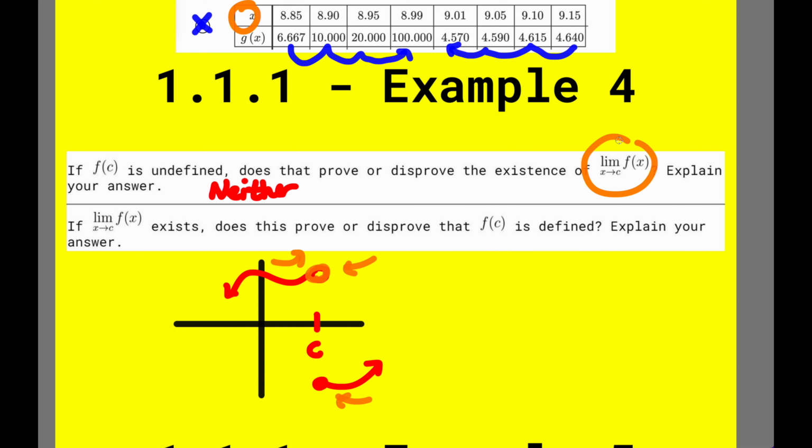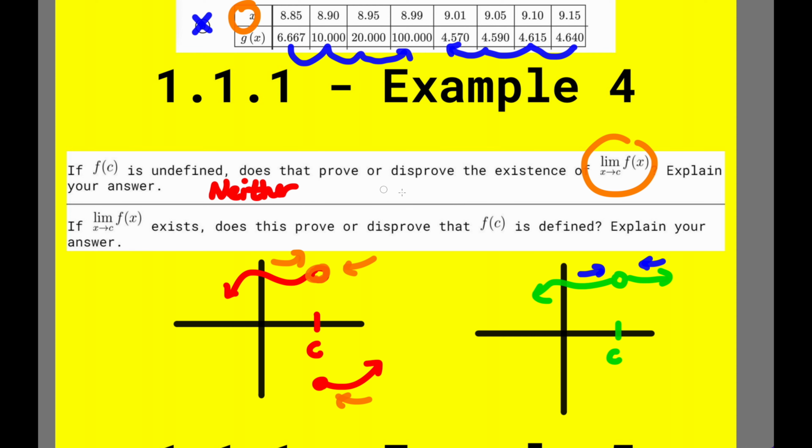The next one says if the limit exists, does this prove or disprove that f of c is defined? It's kind of the same thing. It's neither. I can show you an example again, just drawing this out. Let's say c is right here. Let's just do this, this, and this. Now this one, the limit does exist because as the x values get closer to c on both sides, there is a y value to that. Whatever it is, we don't know what it is. It's just some arbitrary value. Let's just say it's 3.